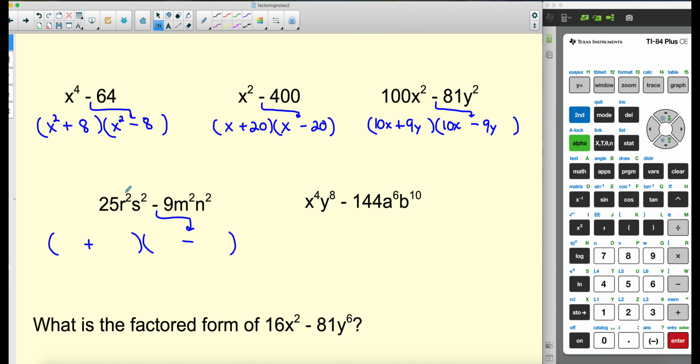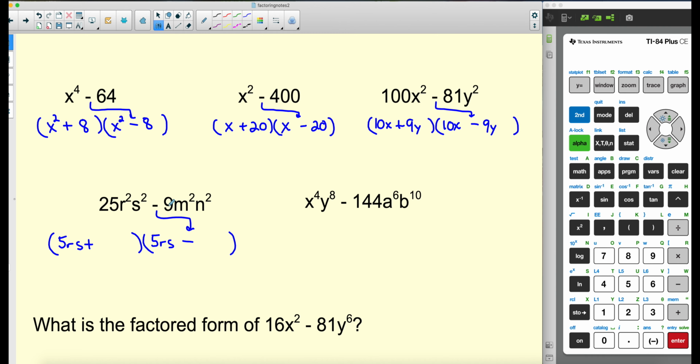Square root of 25r squared s squared is 5rs. And of course, what we put in the first set of parentheses, we always put in the second when you're factoring perfect squares. Always, these numbers are always the same because 5rs times 5rs is 25r squared s squared.